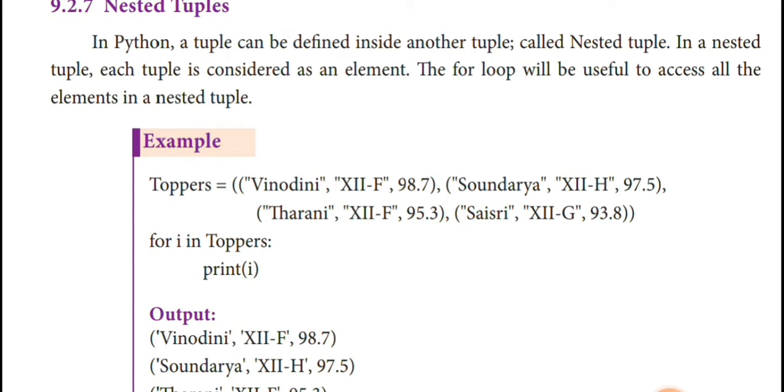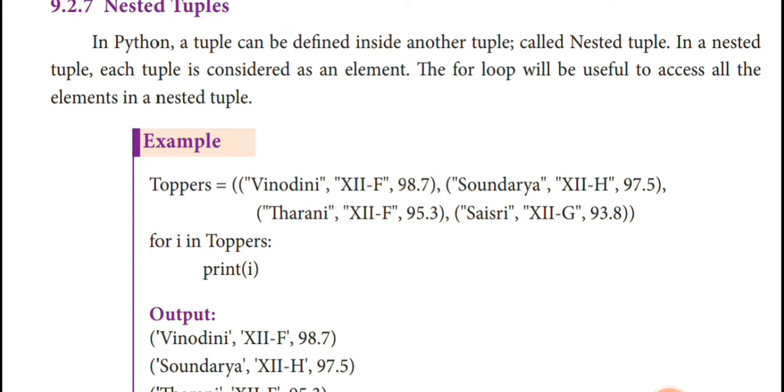So this is one tuple, comma, and then one more tuple: Soundarya, 12th, H, 97.5, and then the next tuple is Dharani, 12th, F, 95.3, and then the next tuple is Sai Sri, 12th, G, 93.8. So totally how many tuples are there? 1, 2, 3, 4. All these tuples come under the outer tuple. That is, each tuple is considered an element of this tuple. This is known as a nested tuple.